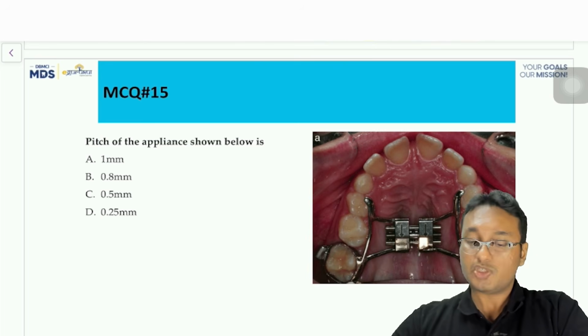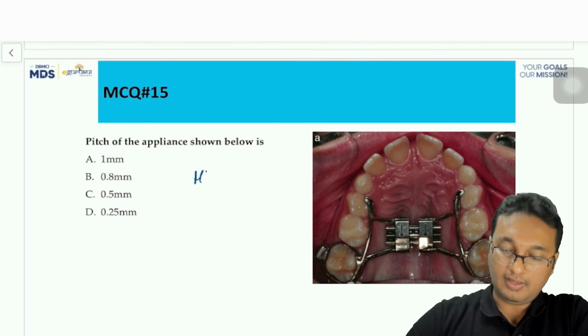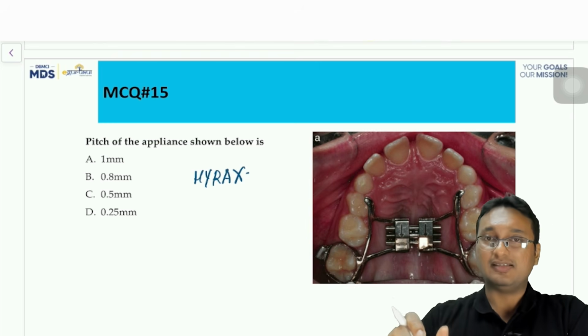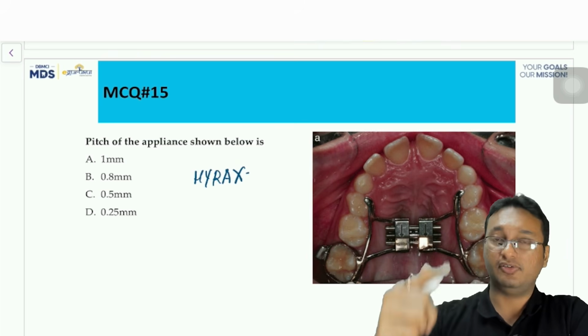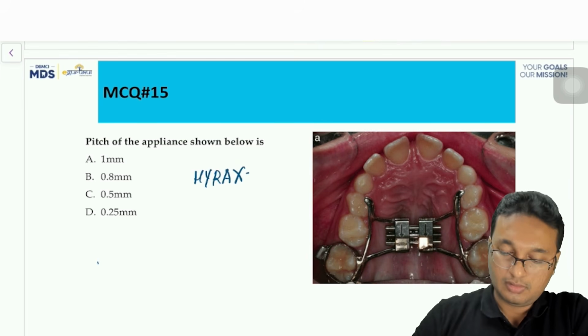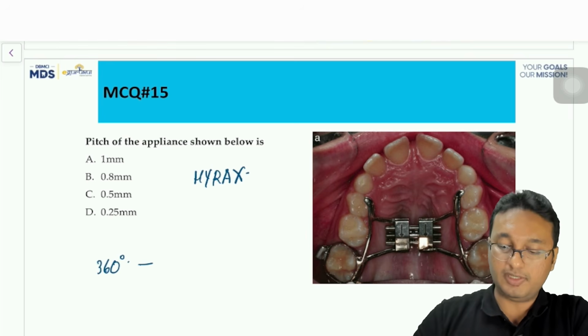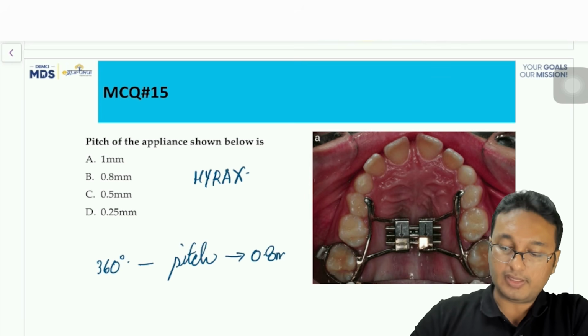Pitch of the appliance shown below: what is the appliance? It's a Hyrax screw. Now, do you know what a pitch is? Pitch is the linear distance the screw travels upon a 360-degree activation, a 360-degree rotation. That is what is called pitch. So it's a factual question. The pitch of this screw is 0.8 millimeters.